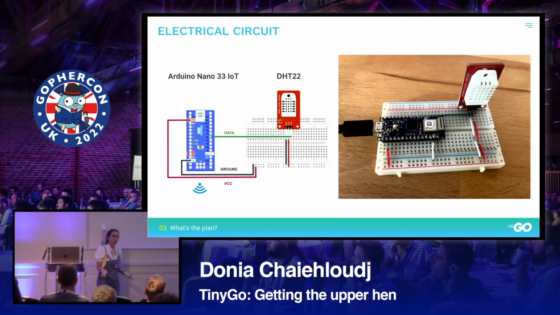Then there is the DHT22. It's a sensor for temperature and humidity. It's a very basic one on the market that you can find. And there are 3 wires. The first one is the data, because the Arduino is going to ask the DHT for measures, and the DHT is going to answer. So we're sending bytes here. The second one is the VCC, which is the power supply for the DHT. And the third one is the ground.